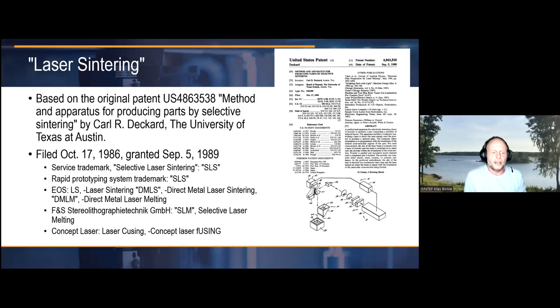Then Deckard also made a prototyping system, trademarked and also called SLS, selective laser sintering. Then another German company started to make similar machines. They called it laser sintering. And then they started doing it in metal. They called it direct metal laser sintering. And then they started to actually melt the powders, so they had to change it to metal laser melting, still in the same machine.